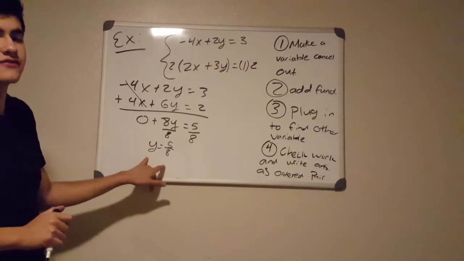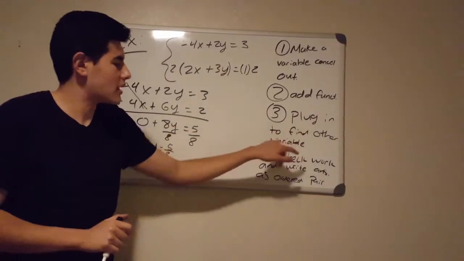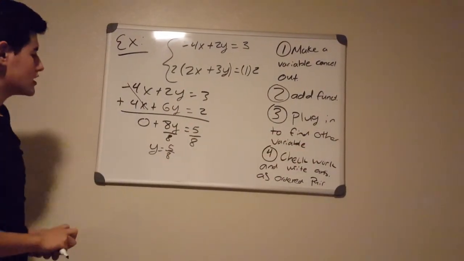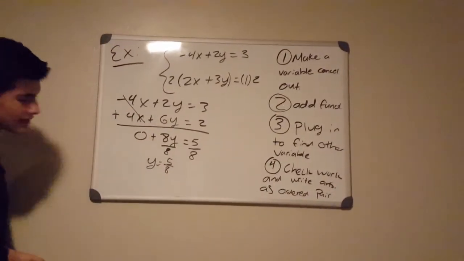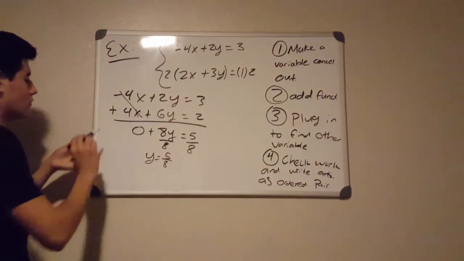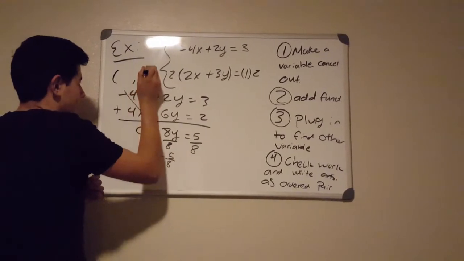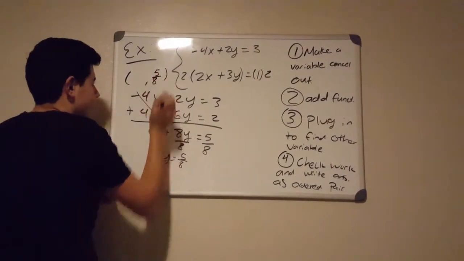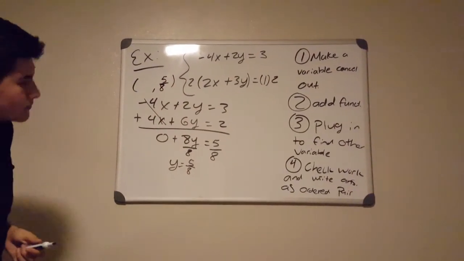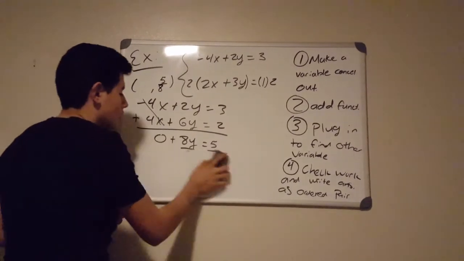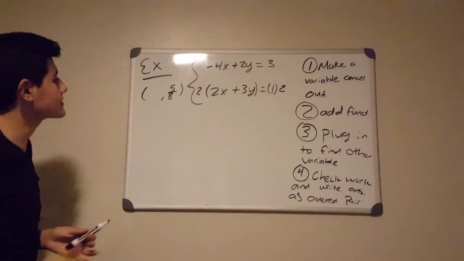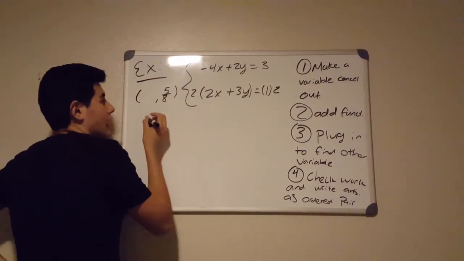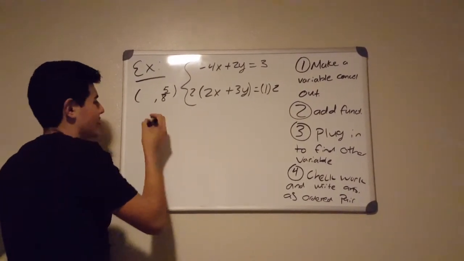Now we have y is 5/8, and we're going to do step number 3, plug in to find the other variable. So I'm going to plug it in. You could do it to either equation. I'm going to do it to the first one now, jumping back to that one. So let me write my ordered pair real quick. 5/8 for y. So now we're going to plug it in for y to find x.